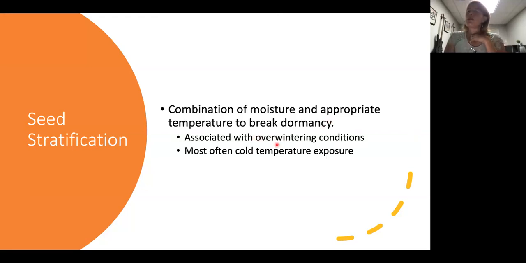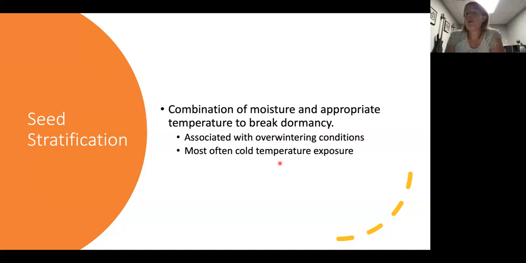And it's usually, if you're doing it with seeds that you have, it's going to be associated with the overwintering conditions that plant would already have. And it's most often cold temperature exposure, although in the tropics you can still have stratification. It's just you need a certain exposure to the warm temperatures and fluctuation. But in Maryland, stratification is cold.